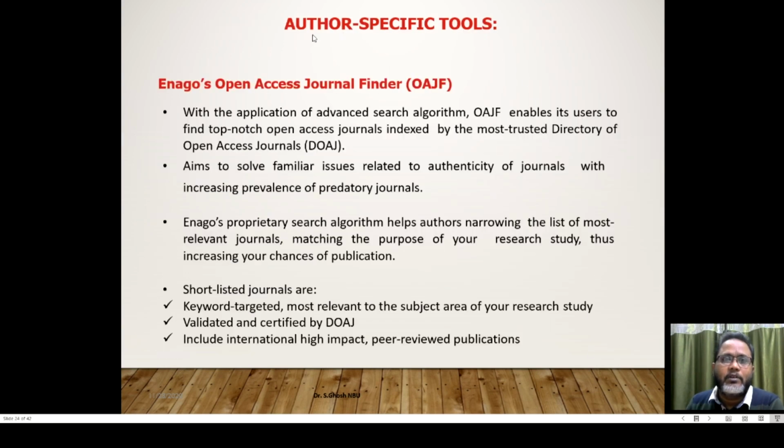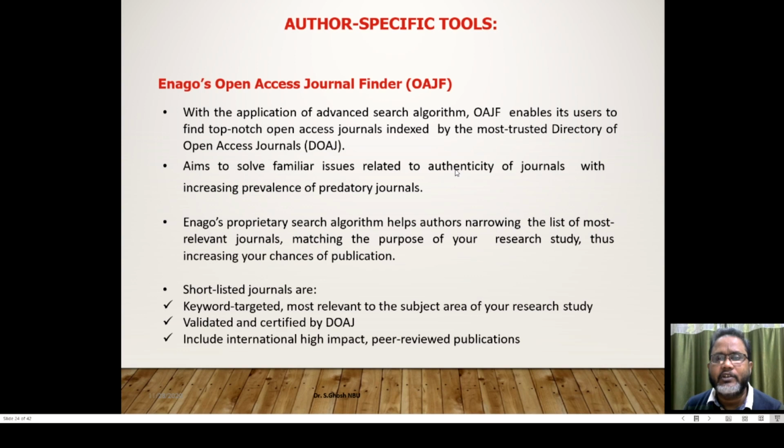Then we have the author specific tool, Enago's Open Access Journal Finder. With the application of this advanced search algorithm, OAJF, the Open Access Journal Finder, it finds the top-notch open access journals indexed by the most trusted directory of open access journals, DOAJ. You take the help of this one and it will find the relevant journals from DOAJ itself.